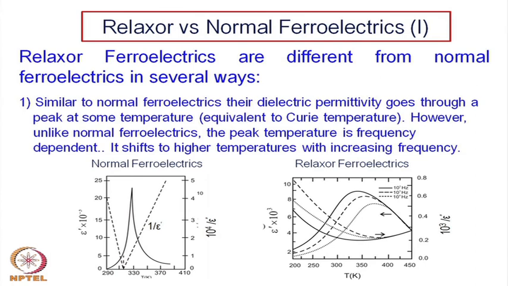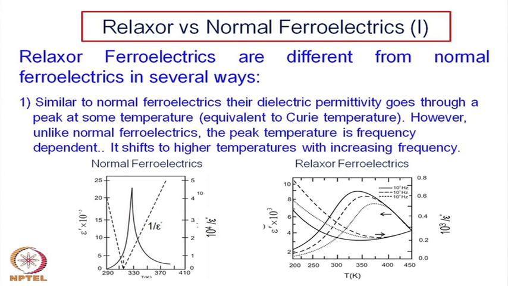First one is, similar to normal ferroelectrics, their dielectric permittivity goes through a peak at some temperature equivalent to the Curie temperature. If you remember the dielectric behavior of barium titanate, which is a representative of normal ferroelectrics, it goes through a peak at the ferroelectric to paraelectric transition, that is its Curie temperature of around 120 degrees centigrade. There the dielectric permittivity or dielectric constant goes through a peak and becomes infinity following the so-called Curie-Weiss law.